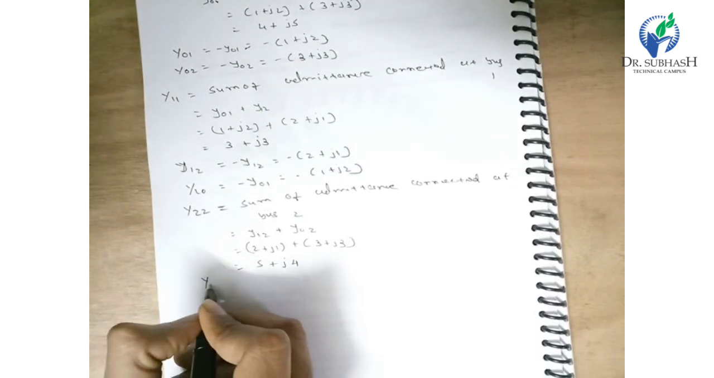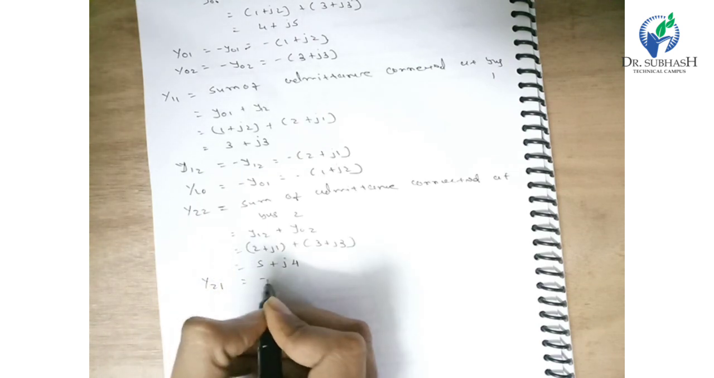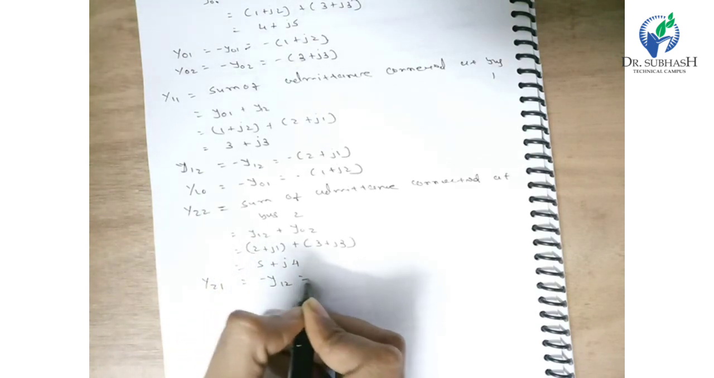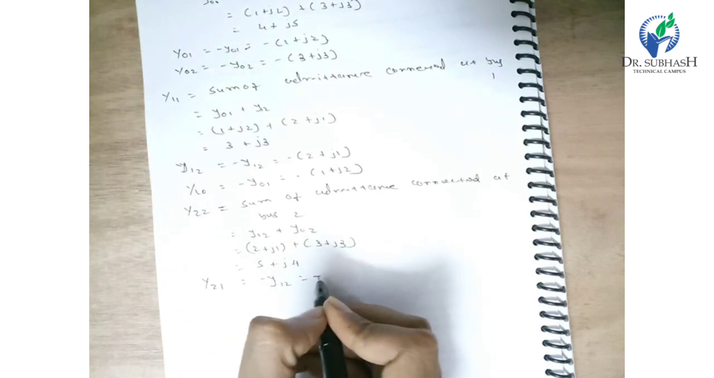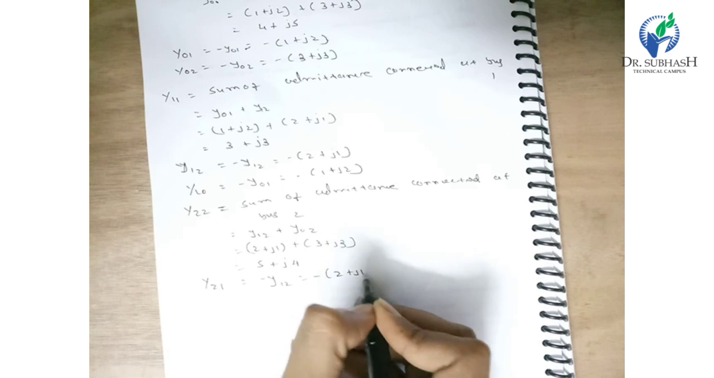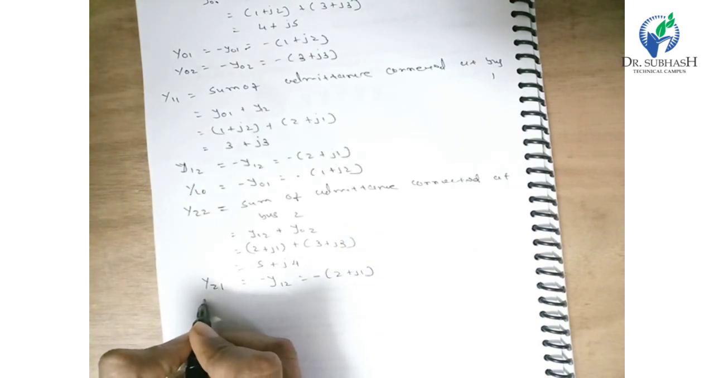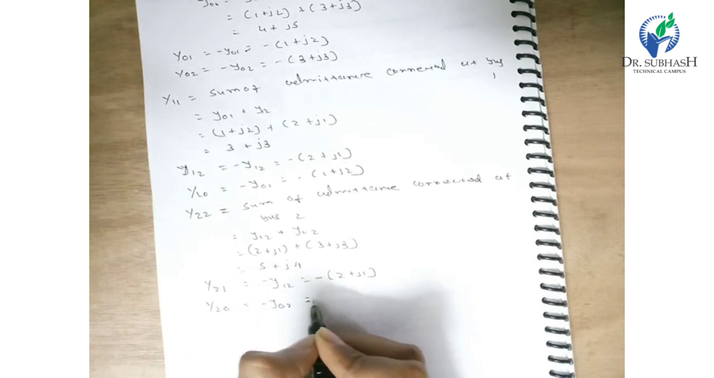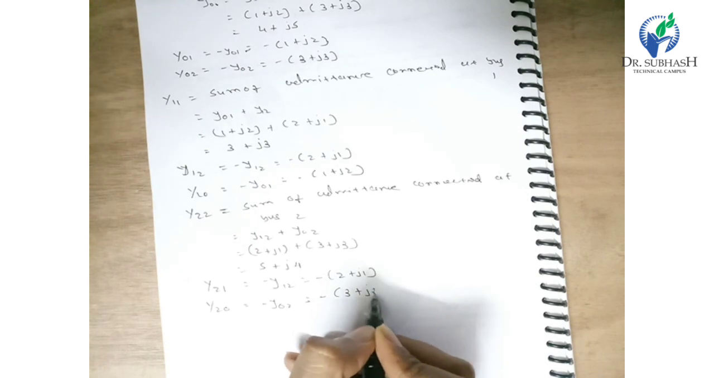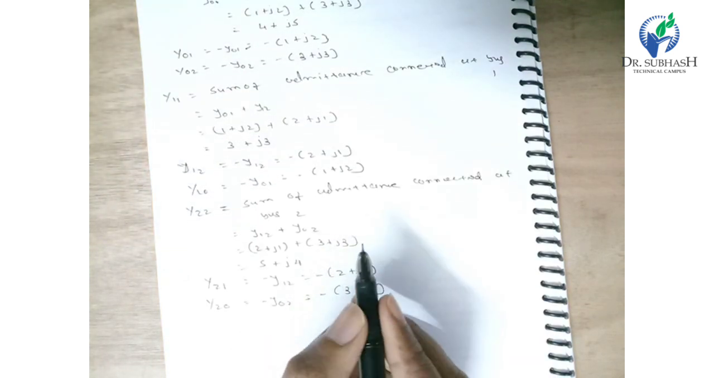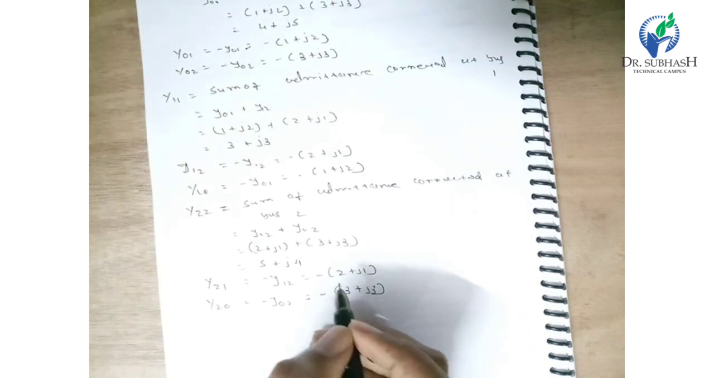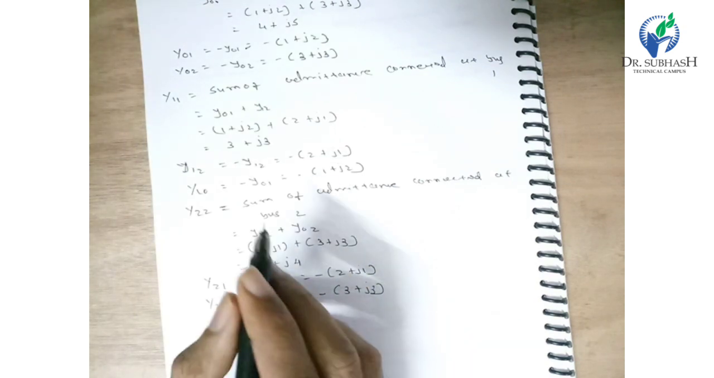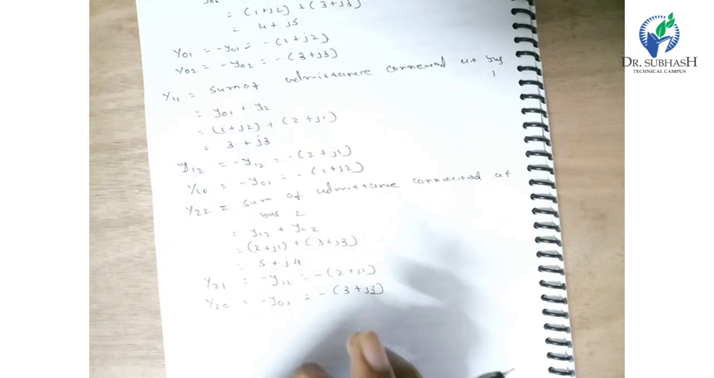In a similar way, we find the value of y21 is equal to minus y12, which is equal to minus 2 plus j1. For the value of y20, it is equal to minus y02, which is equal to minus 3 plus j3. There is a total value of the sum of admittance connected at bus 2. Hence, by using these admittance values, the nodal admittance matrix will be represented.